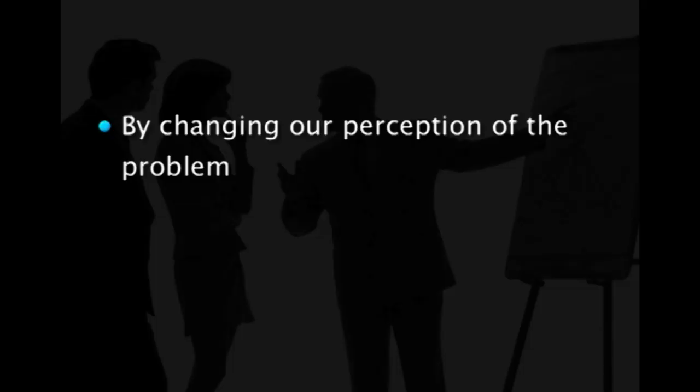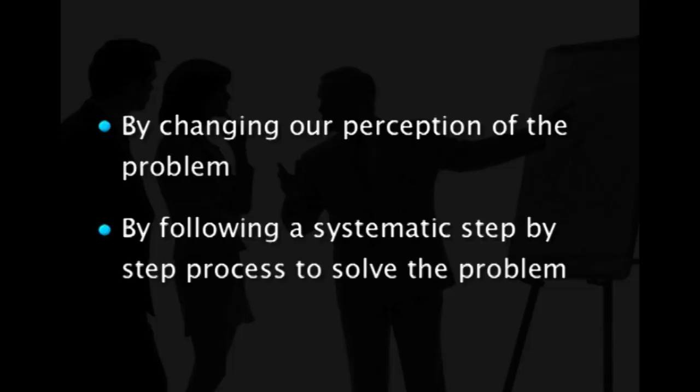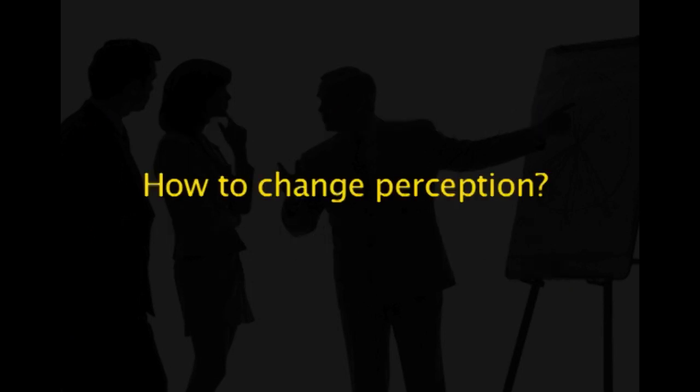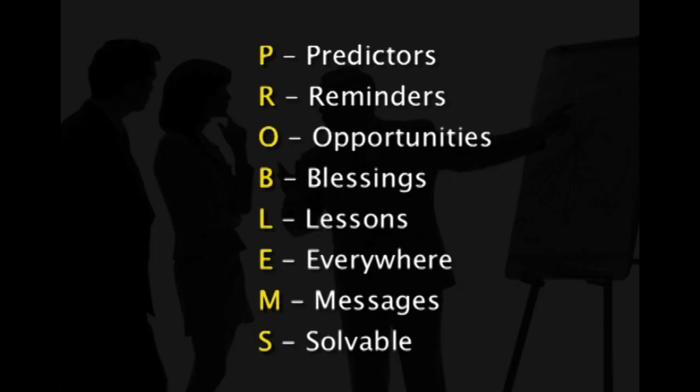We can restore the balance and solve problems in two ways: first, by changing our perception of the problem; second, by following a systematic step-by-step process to solve the problem. How to change perception? If we think of the problem as an acronym, then P in problem stands for predictors. That is, they help to mold our future. R, reminders. We are not self-sufficient. We need God and others to help us.